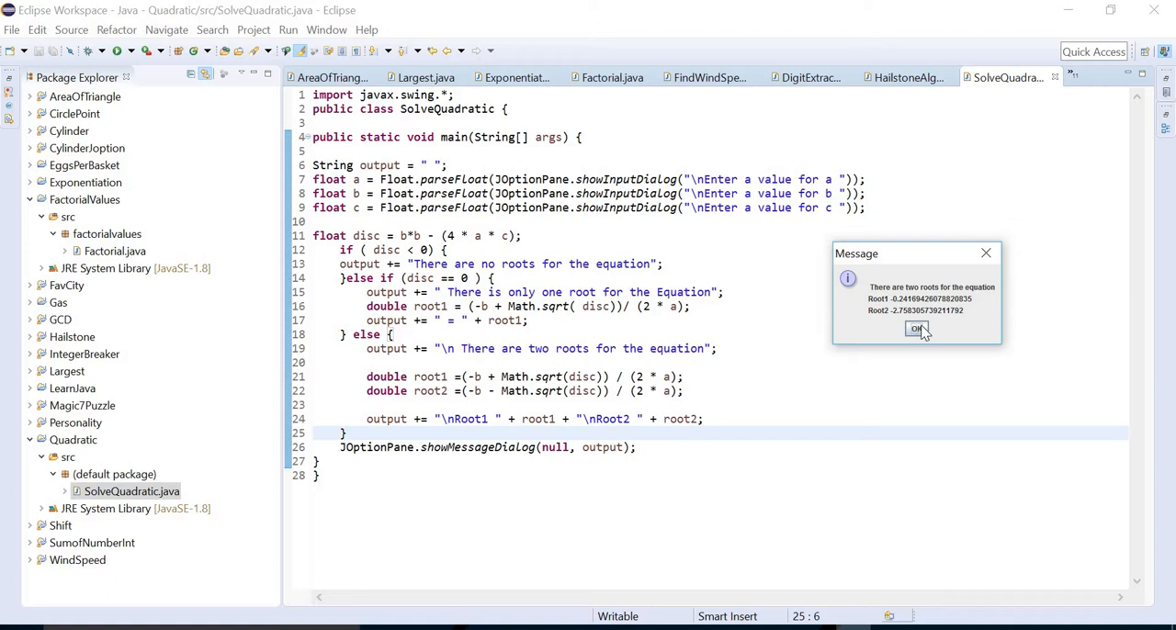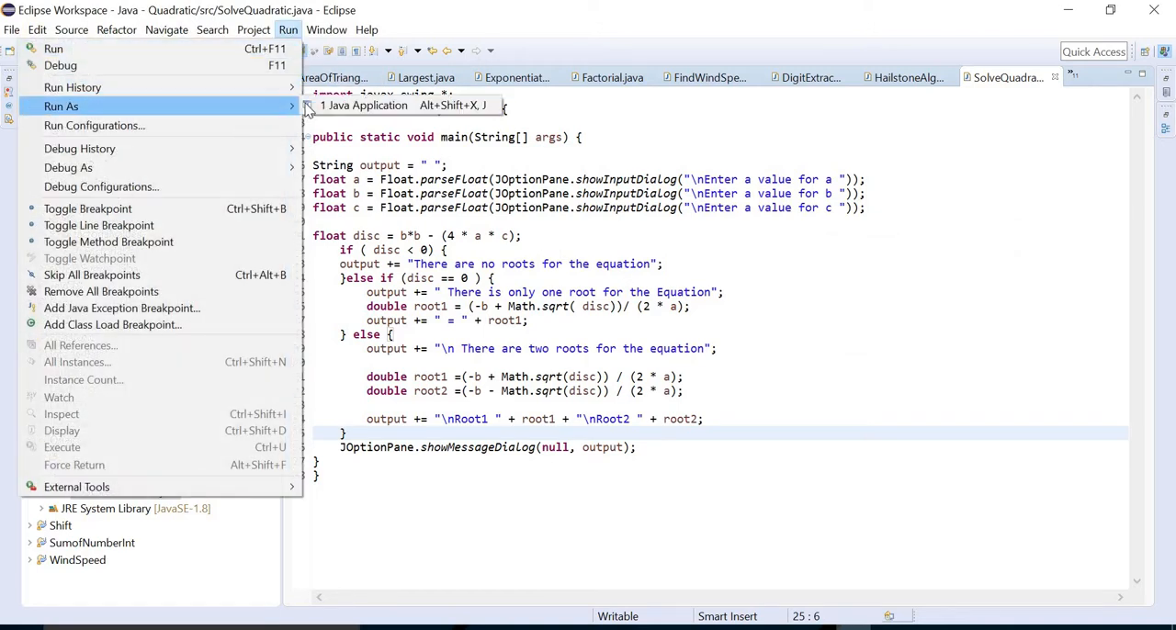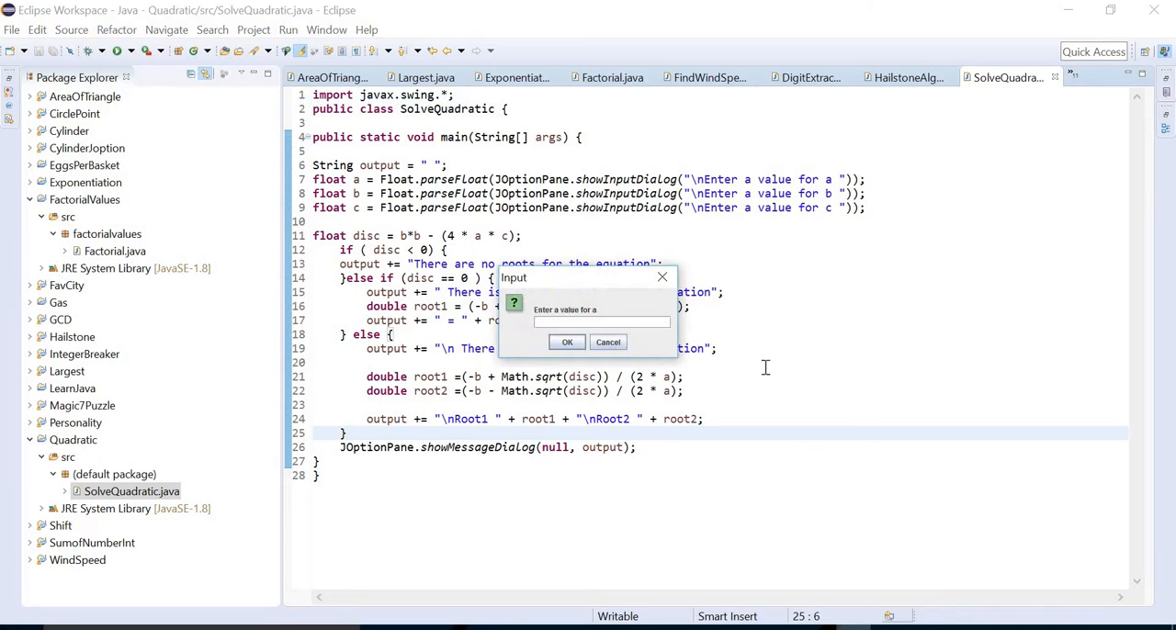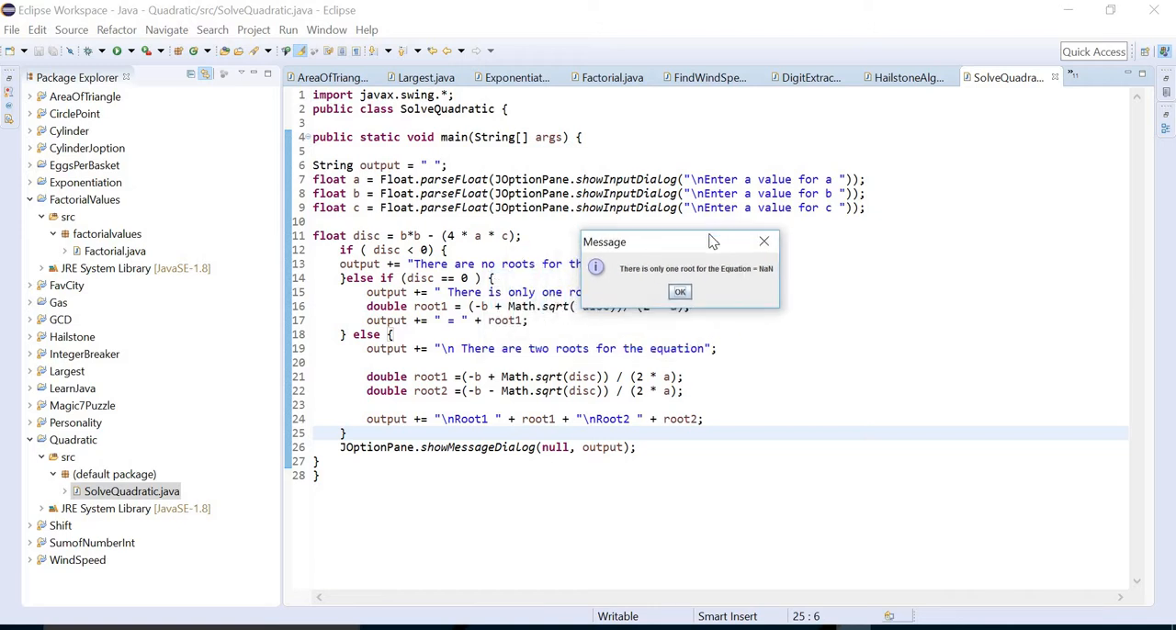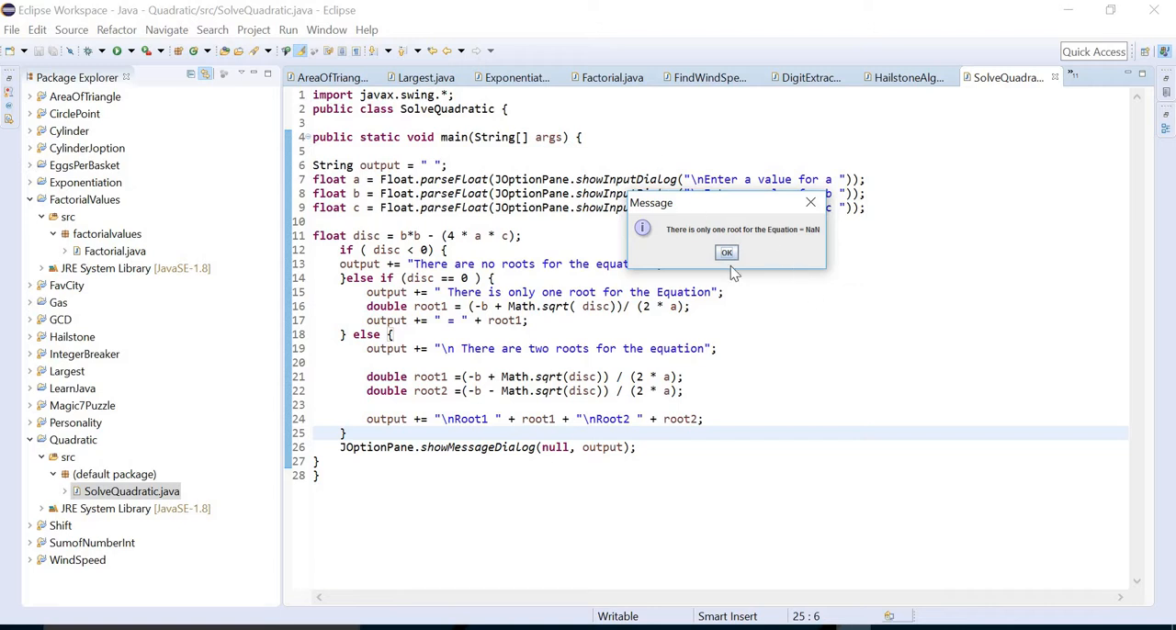So what if the discriminant is equal to 0? That would mean we have to put A and C equal to 0. 0, 0, and C can be, oh yeah, C has to be 0. So there's only one root for the equation, and then the one root would be nothing because I literally defined everything as 0, so it's just nothing.